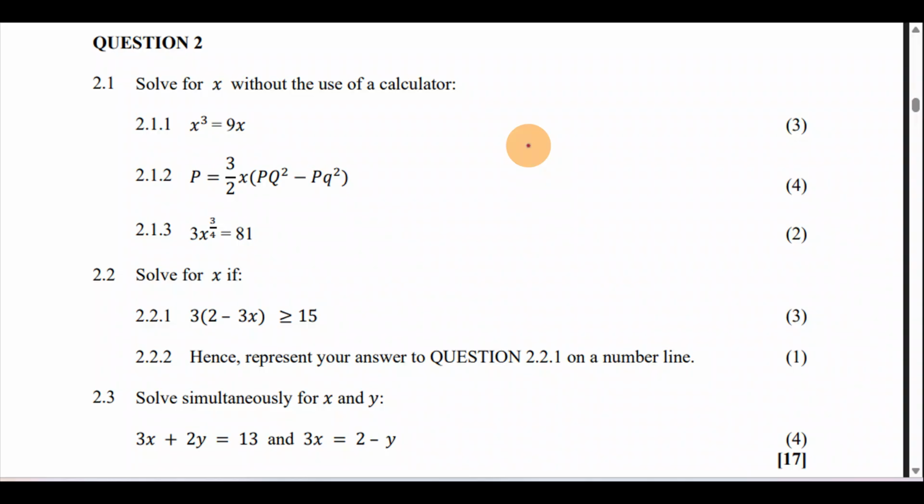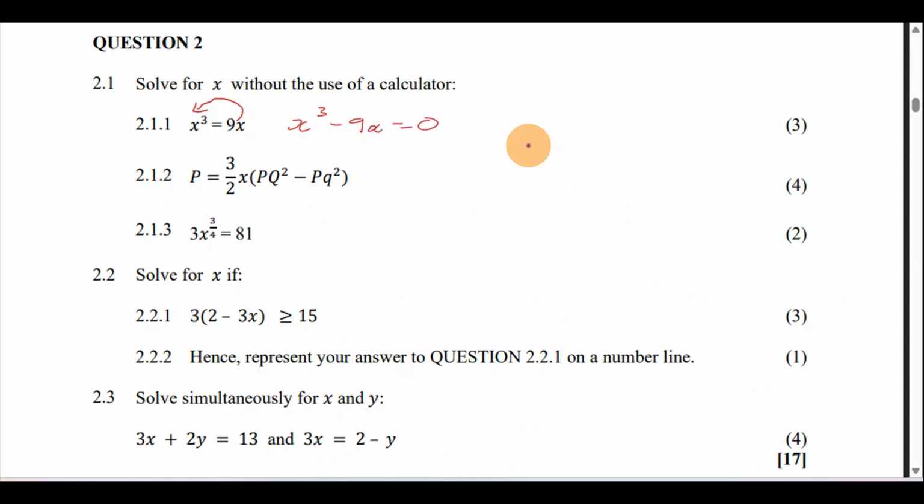Okay, so we have a question that says x cubed is equal to 9x. We are not going to divide by x, because your first instinct may say to divide both sides by x, since there's x on this side and x on that side. No, when you're solving for x, you're going to transpose and leave it as 0. So we now have x cubed minus 9x is equal to 0.